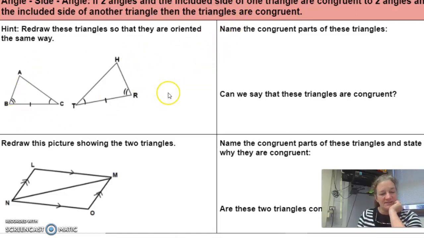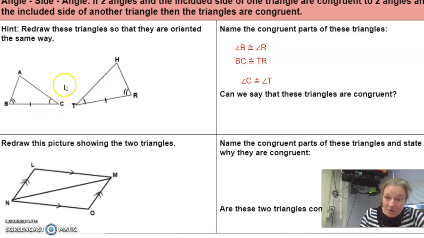So I'm looking at triangle ABC and HRT. B has 2 tick marks and R has 2 tick marks, so I write those as congruent. Then BC has a mark on it and RT, or TR, has a mark on it, so I mark that as congruent. And angle C is congruent to angle T because it's marked the same way, so I can assume it.